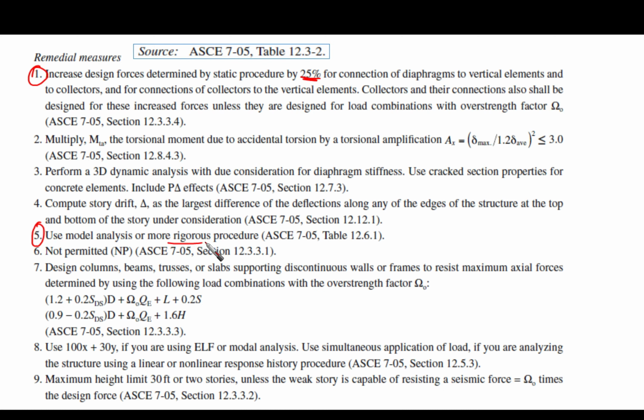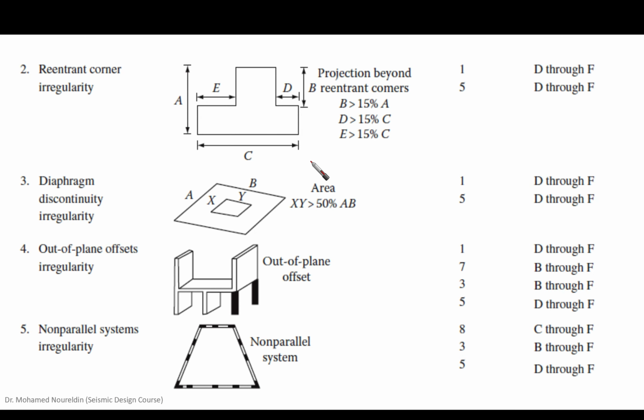So that's very important: we cannot use the lateral force or equivalent static force method. We need to use modal analysis. Okay, so that's the meaning of 1, and this is the meaning of 5. 1 means a 25% increase in the connection. Similar here, 1 and 5 are exactly the same, so we need to use a 25% increase in the connection design force, and 5 means modal analysis or more rigorous analysis. We're not allowed to use the equivalent lateral force method.